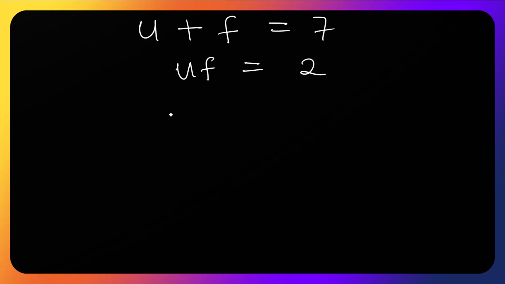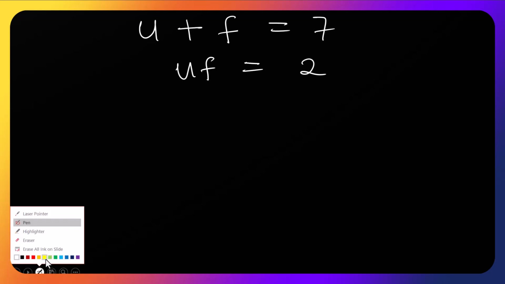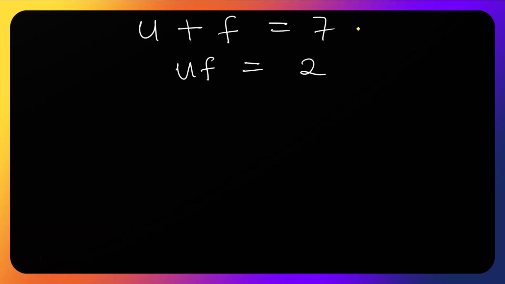Now, how do we solve for u and f here? So we have u plus f equals 7 and u times f equals 2. Let's name this one equation 1 and this one equation 2. What we will do here is make one of the variables from equation 1 the subject, then do substitution. We then substitute it in the next equation.